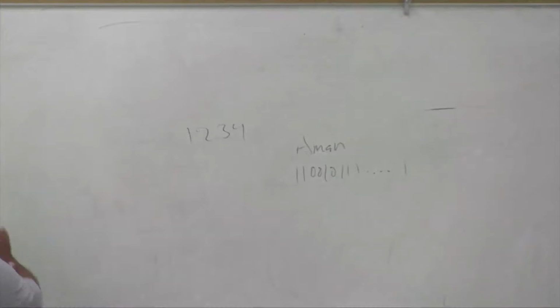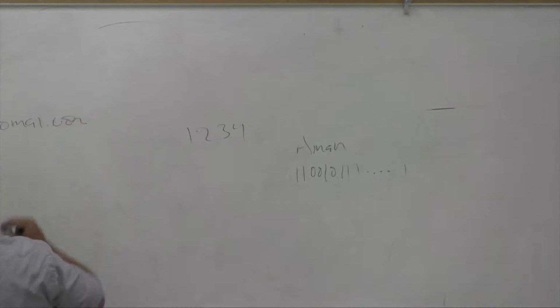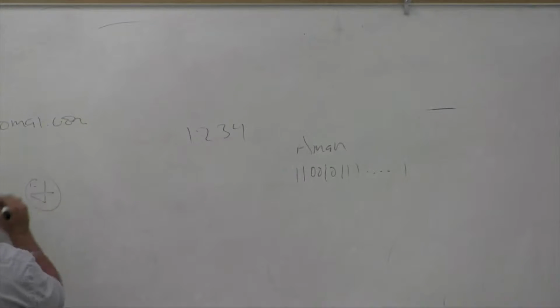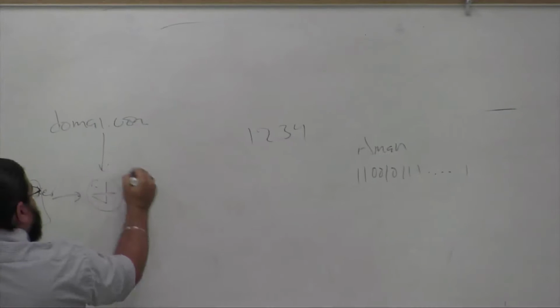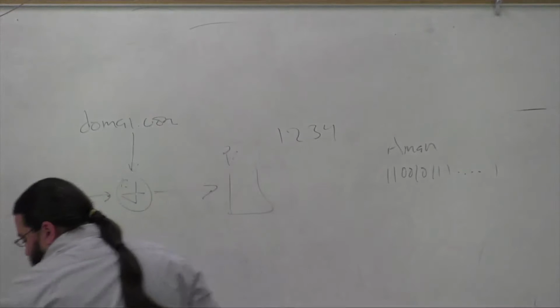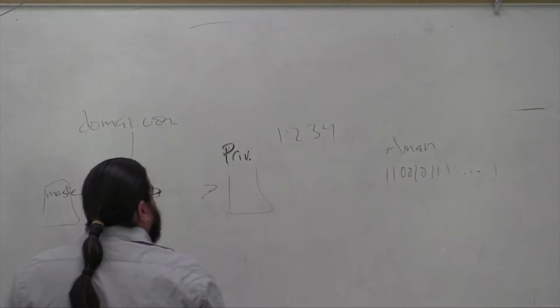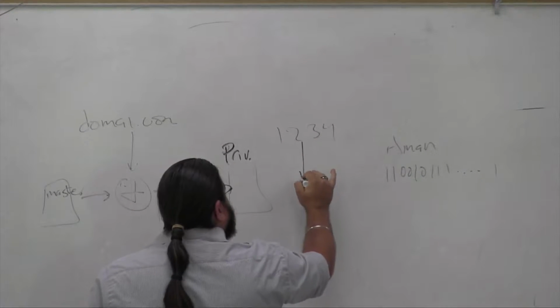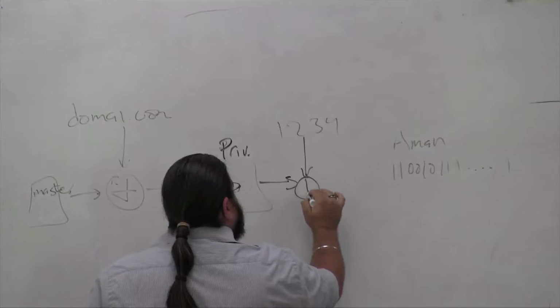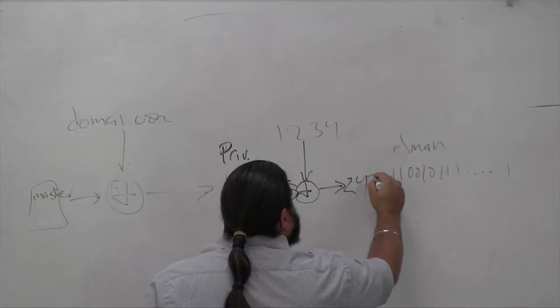So on your side, you take your master key, and then out comes your private key. And then you take the number, and out comes a bunch of gibberish. 2, 4, 3, 1, whatever.